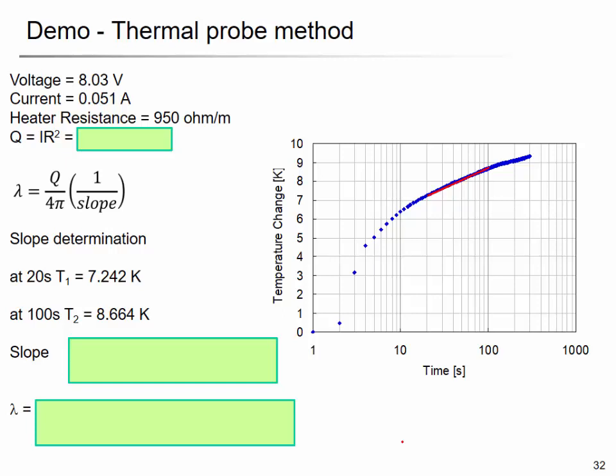How much is the Q? So your voltage is 8.03 and the current is 0.051 ampere. And the heat resistance is, so actually this is from V times R, and here V is IR from Ohm's law. Sorry, it's wrong. It should be I squared R.